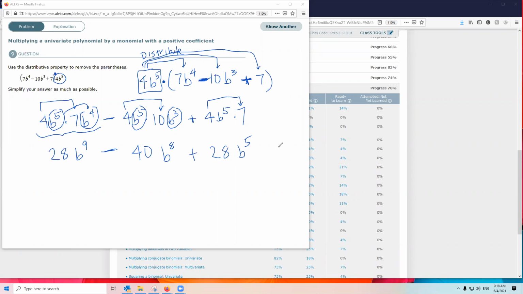I have to stop here because there are no like terms. Remember, for like terms, you would have to have the exact same letter part. Well, this is b to the 9. That's different than b to the 8. That's different than b to the 5. So there's no like terms here. So I cannot do anything else to simplify. So that's going to be the final answer on this one.